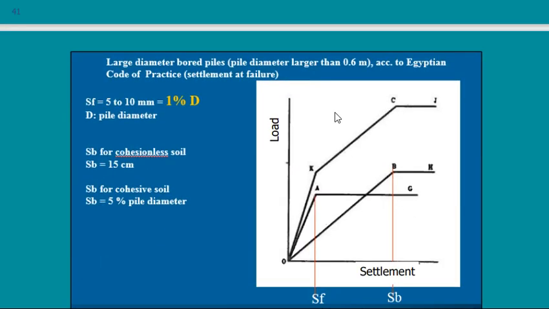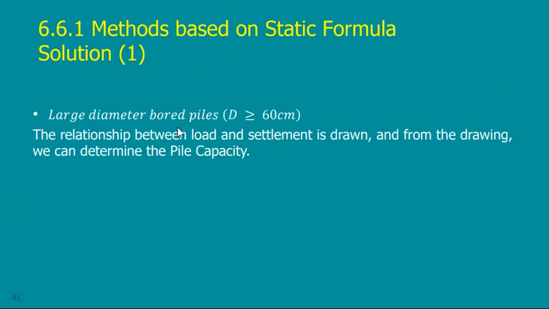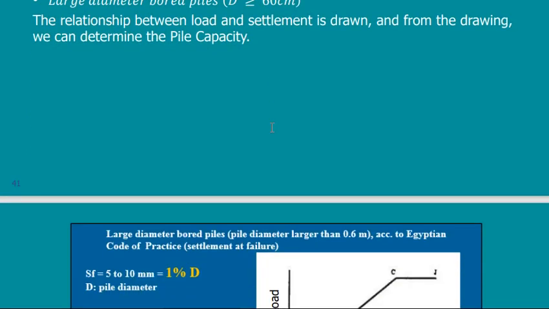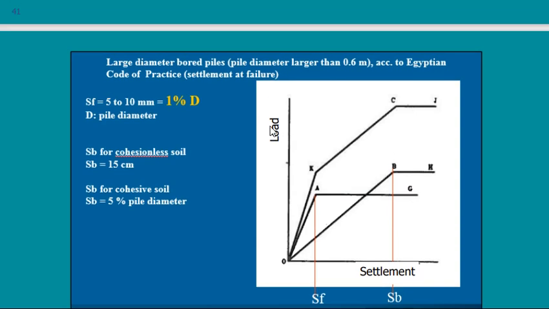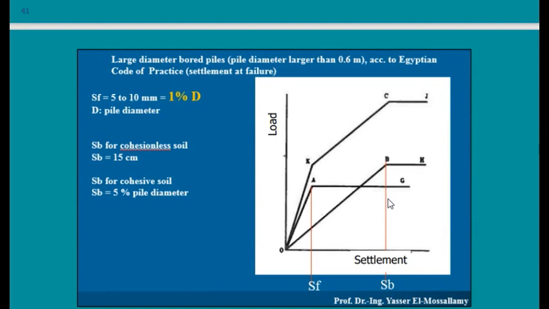The next method is for piles that are more than 60 centimeters. Of course, 60 centimeter is a borderline. If I have a pile of 60 centimeters, I can design it based on both. But anyway, we can say that for more than or equal to 60 centimeters, this method can be used. How can I perform this analysis?